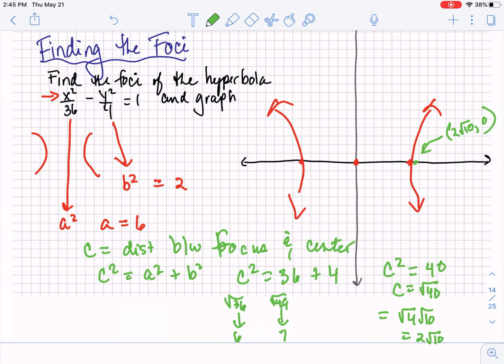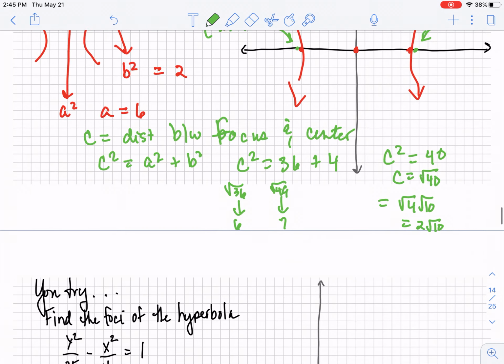That's one focus point. The other focus point, I'm now going to go to the left. So that right there is my other focus point. And that point is negative 2 rad 10, comma 0. Got it? Good. All right.